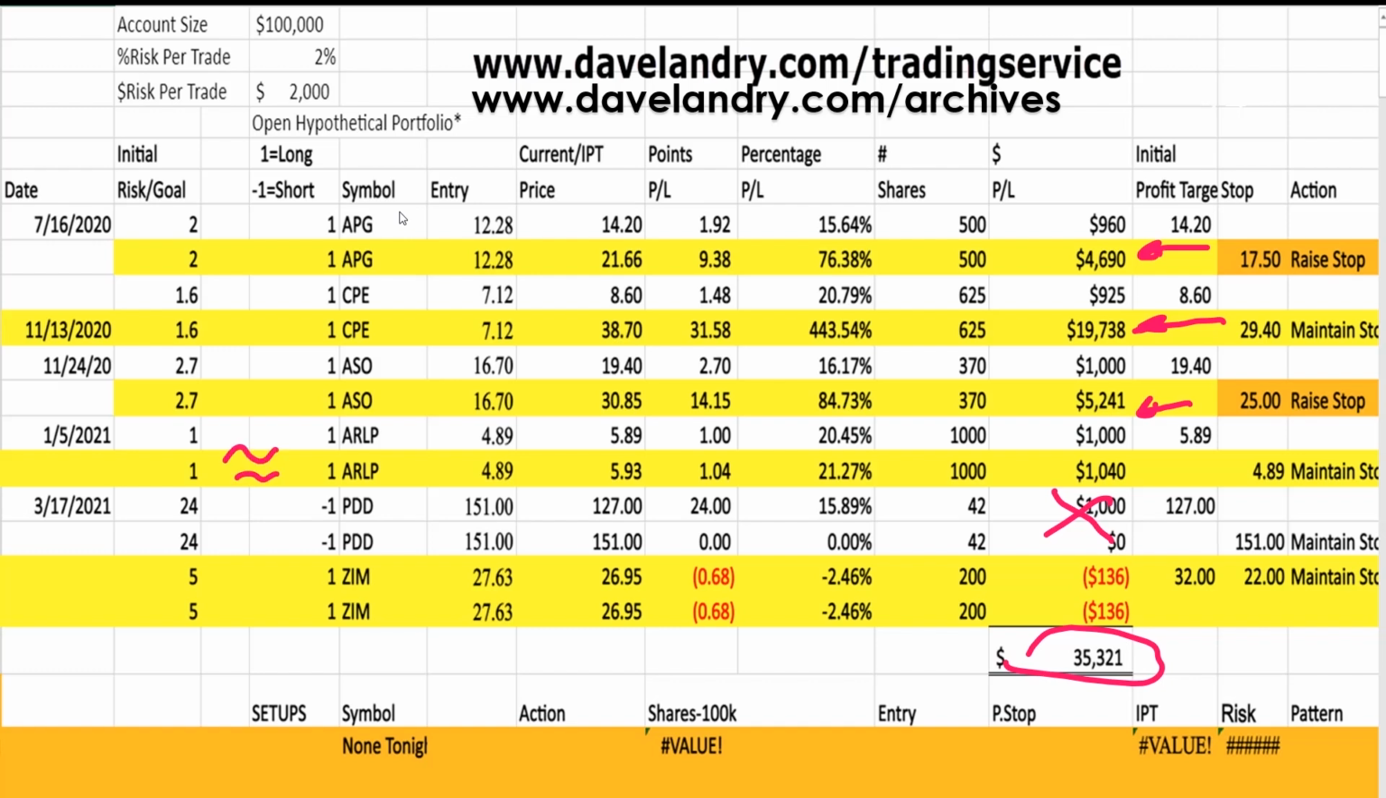So this ARLP, you can see it here, is kind of so-so. These other positions, decent. And then the ZIM is kind of a question mark. So far, still at a loss on that one. It was up a little earlier, so maybe it'll just work out.